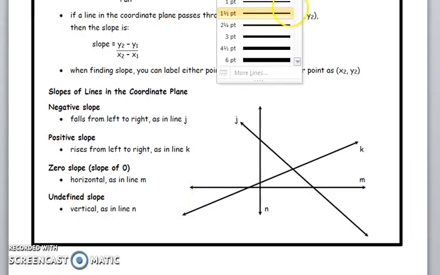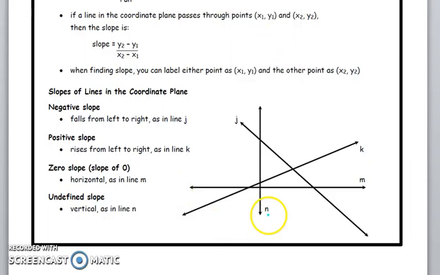In this diagram right here, we have 4 cases of what slope can be. So the first case is negative slope. So falling from left to right, it kind of goes downhill, like this line right here, and I'm highlighting that in blue. So line J would be considered having a negative slope. We have positive slope. So from left to right it rises, as in line K. I'm highlighting that line here in green.